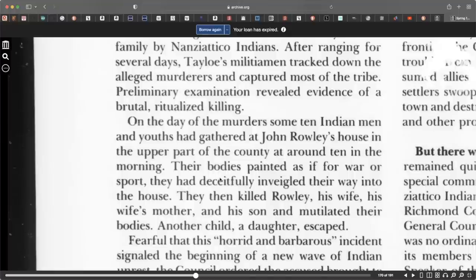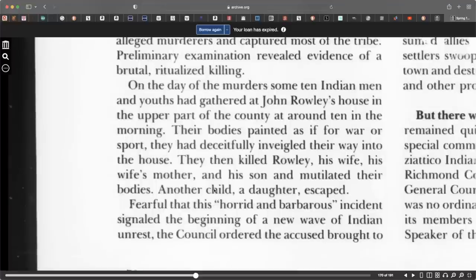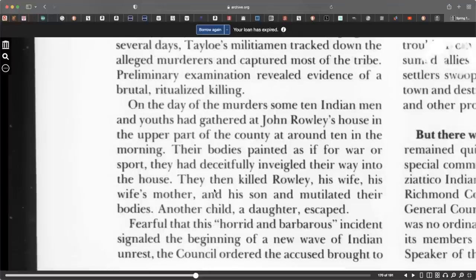Right, so this is again all alleged. This is what they're saying. They found the bodies like that. We were supposed to believe this and everything. But also, did they have a reason to do this? I think they probably did. We don't know what these settlers were doing to their people.